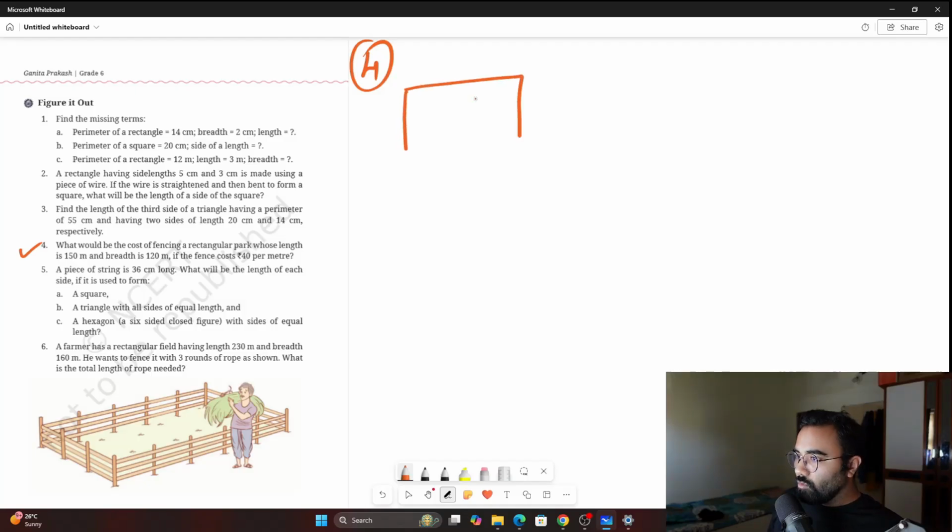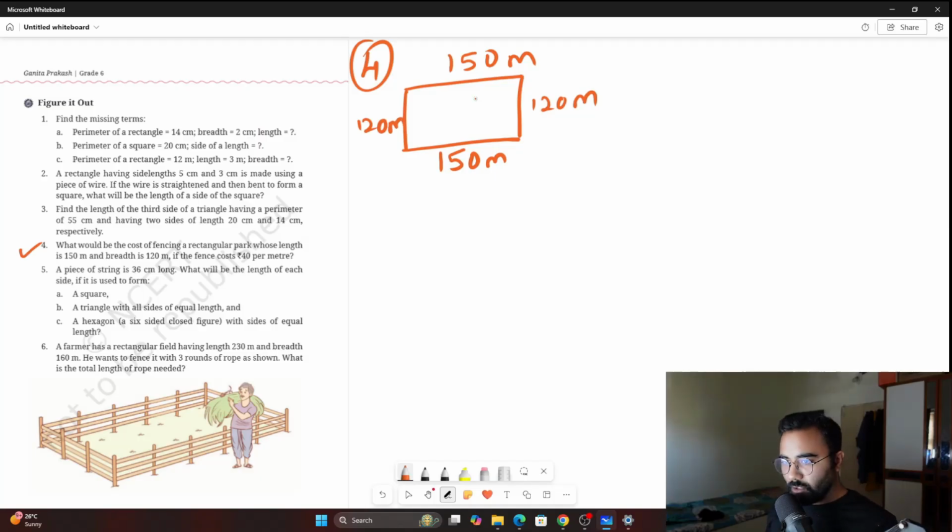For those of you who are watching this for the first time, who have not seen the previous video, we covered this exact same question in the formula and explanation video, but in short I will explain it to you. So this is 150 meters, this is 120 meters, and this is 120 meters. Okay, now this is basically a park and you want to fence this park.